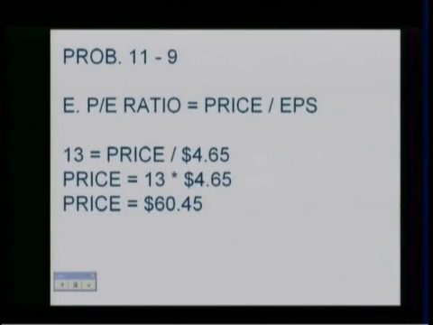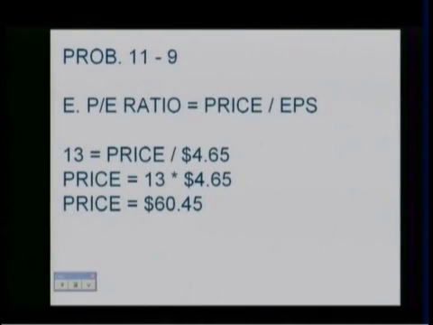In letter E, they ask you, if Wiper stock had a PE ratio of 13 at the end of 2004, what was the market price of the stock? Well, this is an algebra equation because the PE ratio is equal to the price divided by earnings per share. You just calculated the earnings per share as being $4.65. They give you the PE ratio is 13. So 13 equals price divided by 4.65, so the price must have been $60.45.